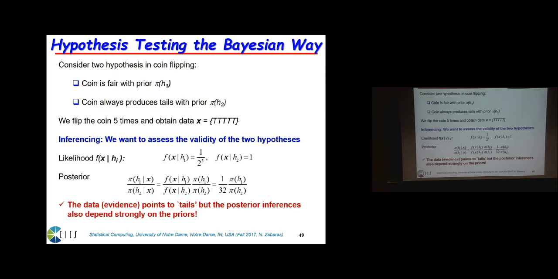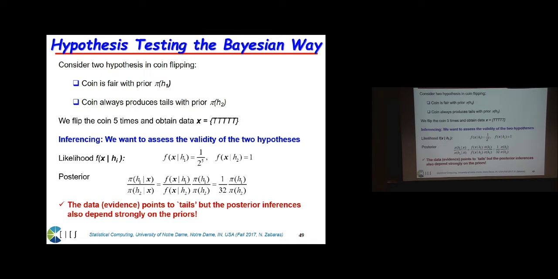Would you agree with me that if this is a fair coin, the likelihood is 1/2 to the 5th, right? It's a fair coin, probability 1/2 to get heads, and 1/2 to get tails, so the likelihood is 1/2 to the 5th. Now, with the hypothesis H2 that you always get tails, what is the likelihood of this? It is 1, all right?